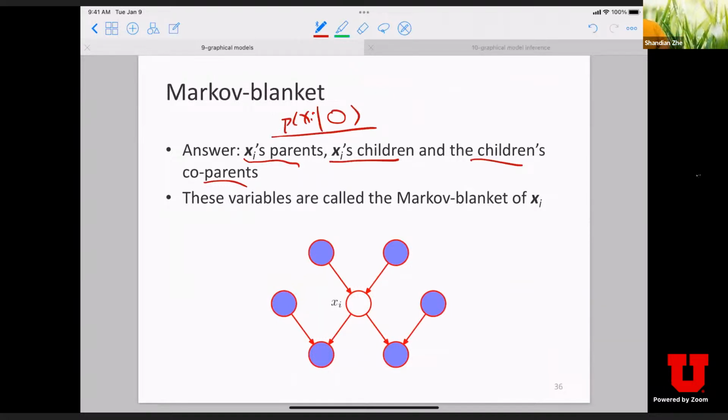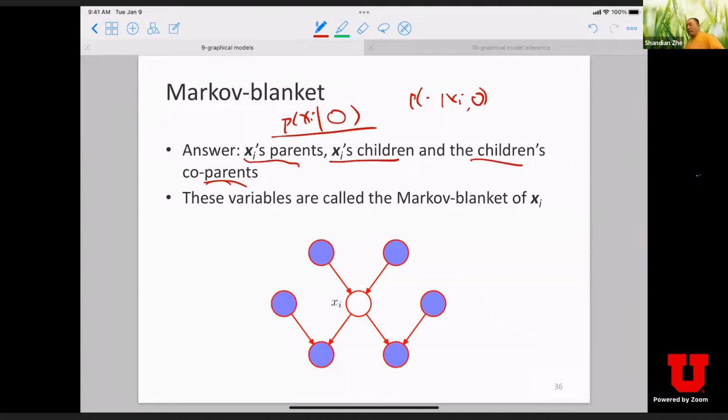Xi parents means some conditional probability where the target variable is xi, but conditional on something, the parents. Xi's children means that xi is in the conditional part and the target variable is called xi's child. And also xi's co-parents, conditional on xi and, say, xj plus 1. Xj and xj plus 1 are the co-parents. So all those variables together form the Markov blanket of xi. Why? Because they all appear in some conditional probability that contains xi. Does it make sense?